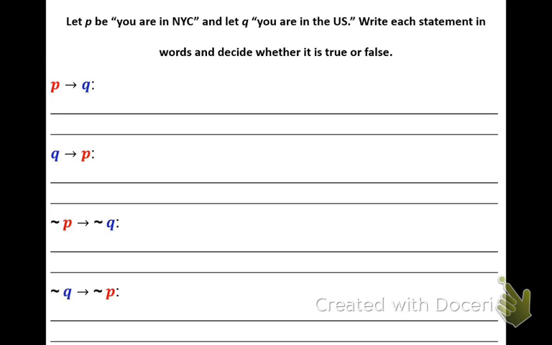So what part of this is my hypothesis? Yes, which is you are in New York City. And then which part of this is the conclusion? You are in the U.S. So, we're going to go through each of these. When it says P arrow Q, which type of conditional statement is this? Don't overthink it. It's a conditional. So I'm going to write conditional if you did not write them anywhere else.